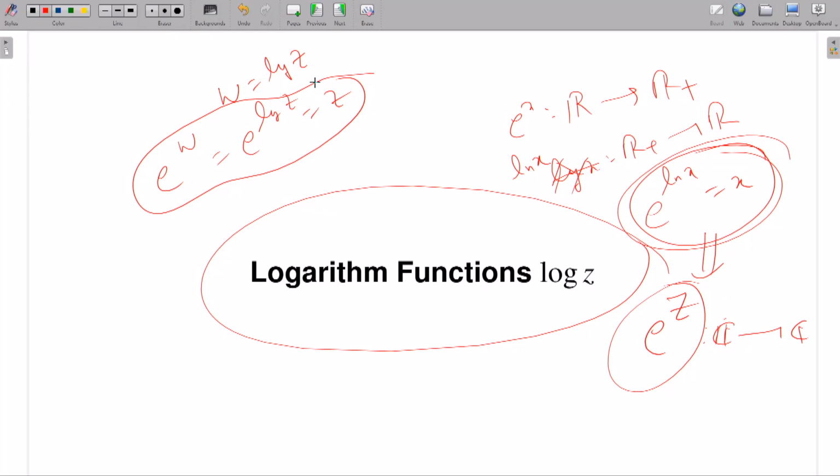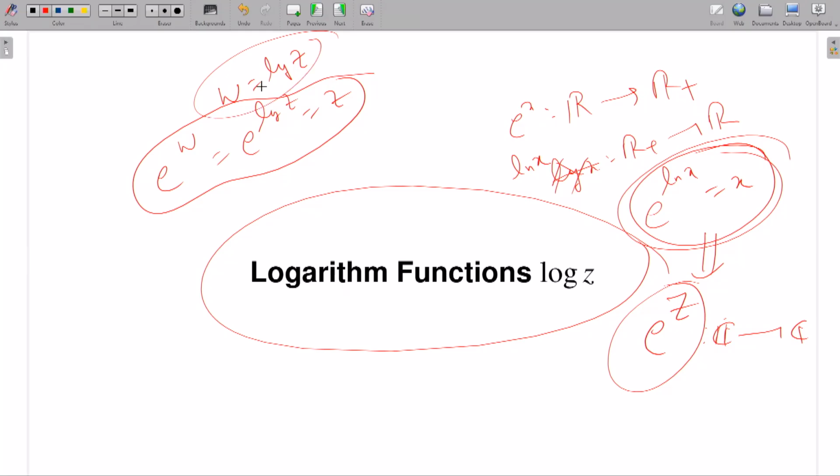So given a z, I would like to find what the w's are such that e to the power w is equal to z, that satisfy these equations. That w I will say is the corresponding definition of my log function, and this is actually parallel to the real case.